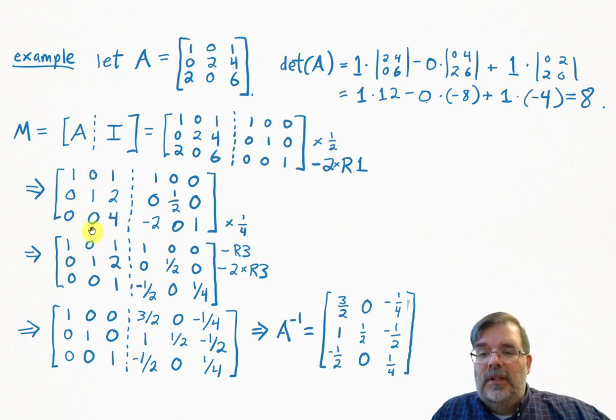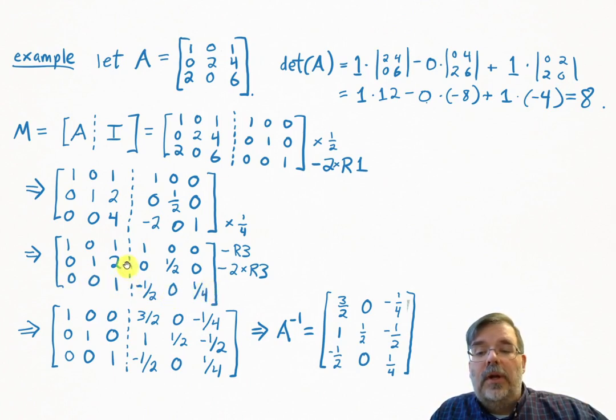And we're very close to done, actually. We have lots of 1s and 0s. Next, we'd like to turn this 4 into a 1. So we'll multiply row 3 times a 4th. Right? And that gives us 0, 0, 1, negative 1/2, 0, 1/4.